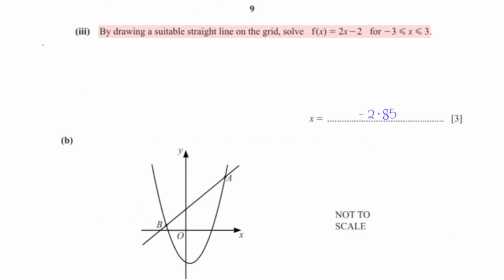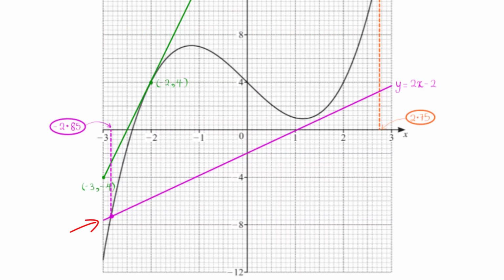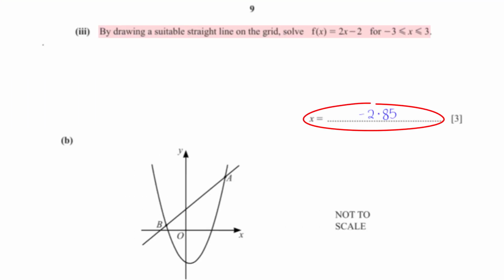By drawing a suitable straight line on the grid, solve f(x) = 2x - 2 for x greater than or equal to -3 and less than or equal to 3. So first, we are going to draw the line y = 2x - 2 on the grid. To solve for f(x) = 2x - 2, we are going to note the x coordinate of the intersection point between the graph f(x) and the line y = 2x - 2. When we do this, we get x = -2.85.